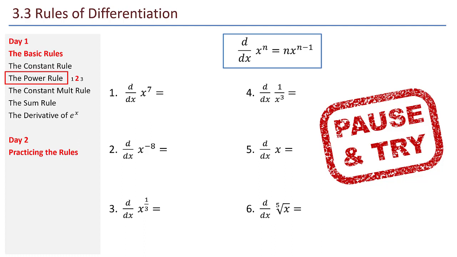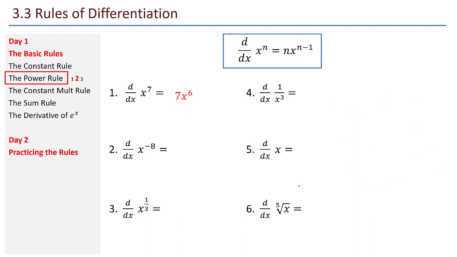Okay, let's see how you did. The answer to the first one is 7x to the 6. For number 2, negative 8x to the negative 9. Number 3, 1/3 x to the negative 2/3.